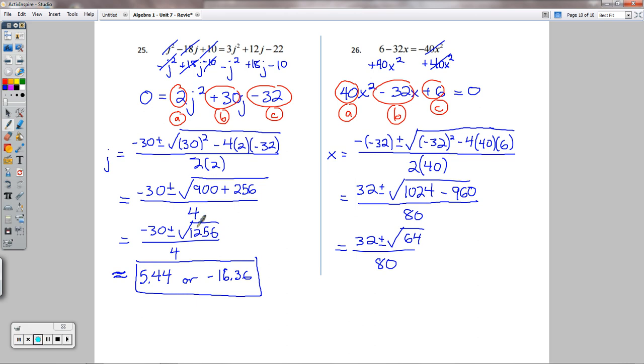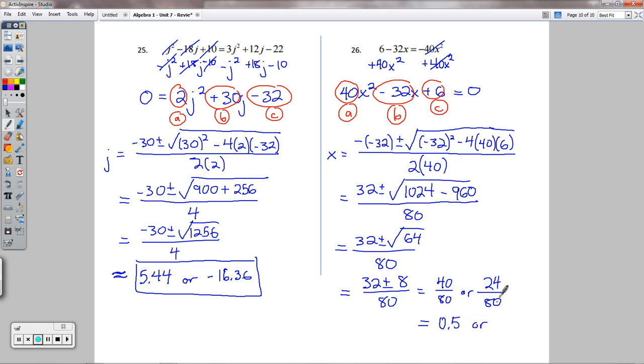They don't always work out nice, like here, they don't always work out nice, but for this one, you're going to have 32 plus or minus 8 over 80. That would give you 40 over 80 as the plus option, and it would give you 24 over 80 for the minus option. The first is going to be 0.5 or 1/2. You could say either one of those things.